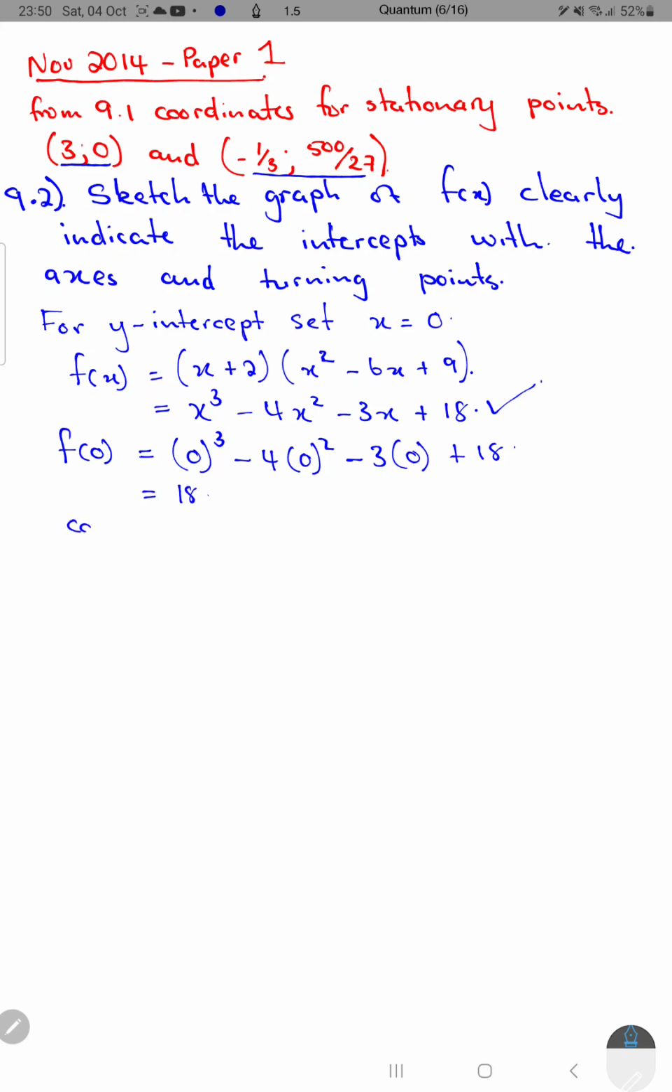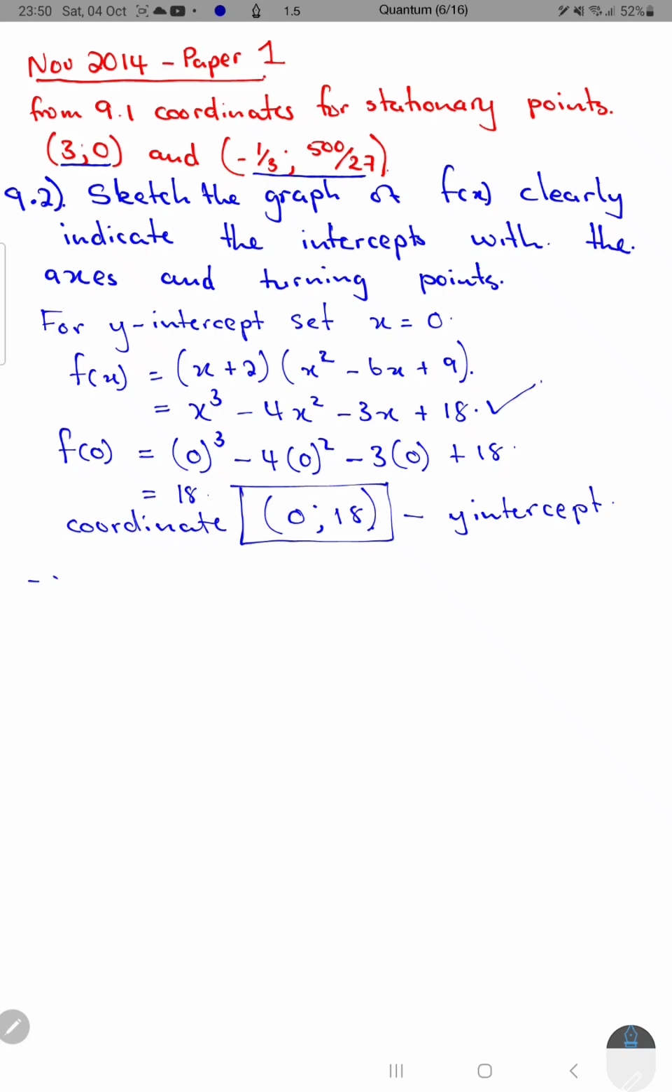So the coordinate is actually (0, 18). We keep this coordinate. It's going to be the y-intercept.